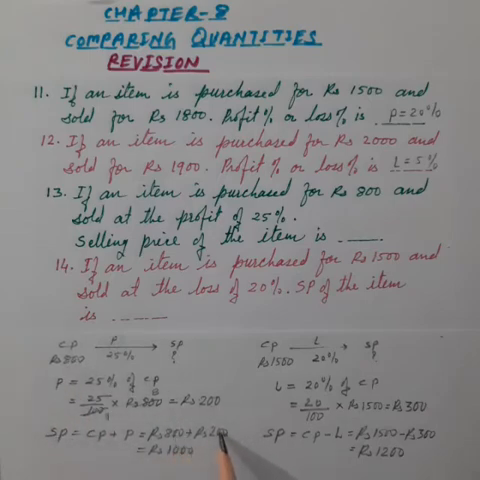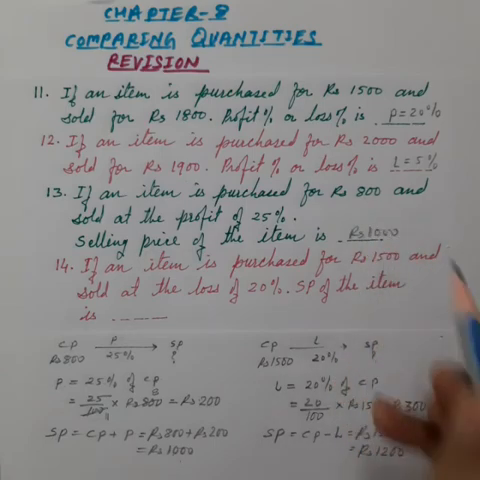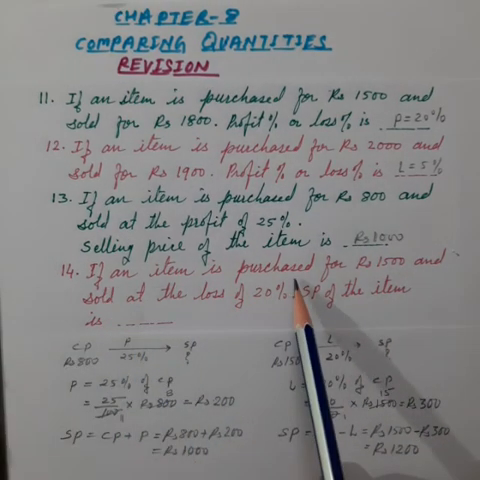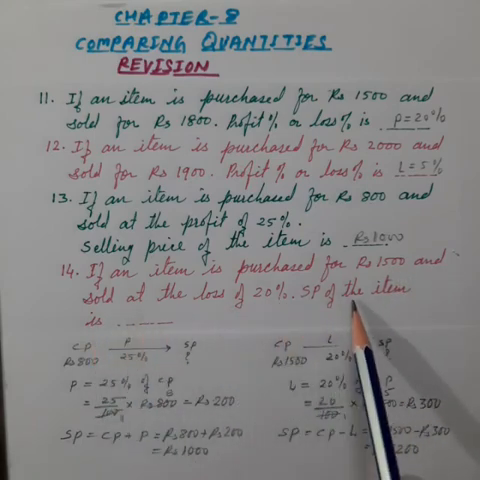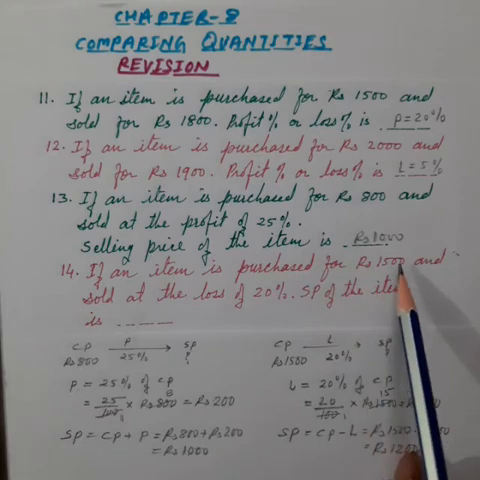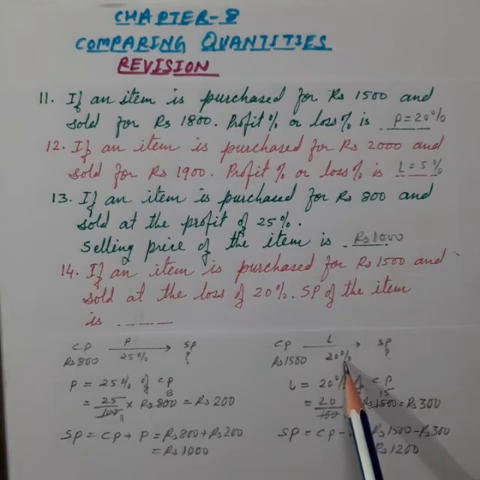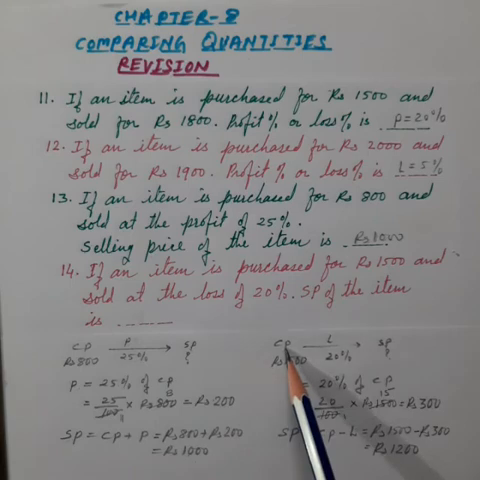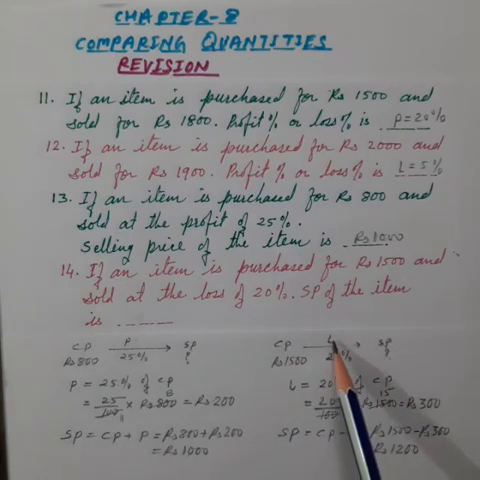800 rupees plus 200 rupees, we get rupees 1000. So selling price is rupees 1000. If an atom is purchased for rupees 1500 and sold at a loss of 20%, what is the selling price? Here cost price is given 1500 and loss is given 20%. There is loss, so selling price is smaller than the cost price. And to get the selling price, we have to subtract loss from the cost price.